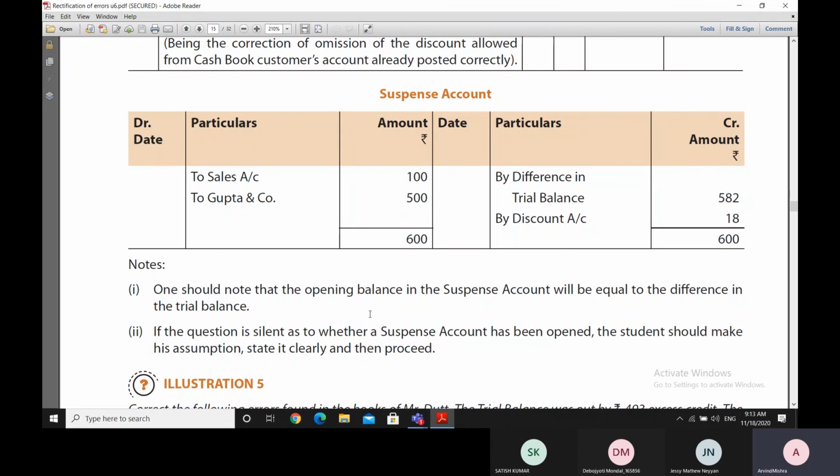Now, if the question being asked does not mention whether the suspense account has been opened or not, the student has to make his own assumption whether the difference was found before or afterwards, and preferably if it is not mentioned, then it should be assumed that no suspense account is there. And if it is not mentioned that the error is to be corrected after the preparation of the trial balance, in that case it has to be assumed that the error is being corrected before the start of the trial balance. So we have to make the correct assumption accordingly in this case.